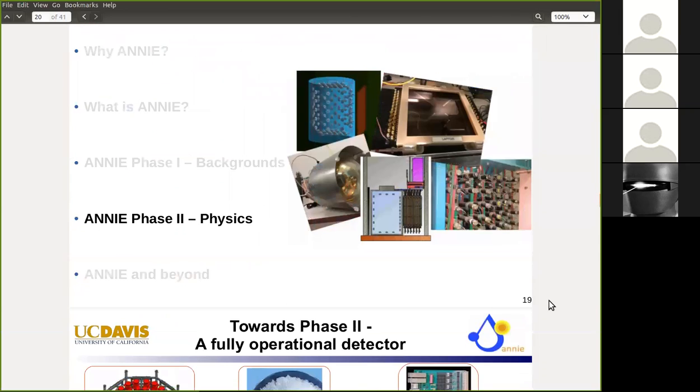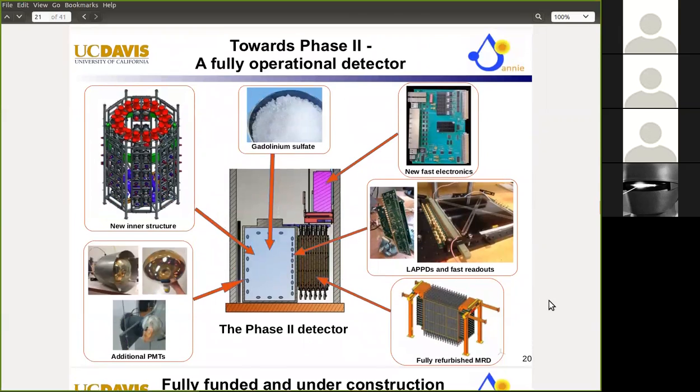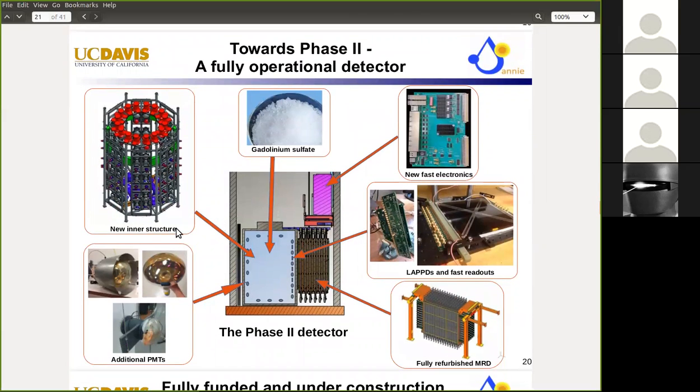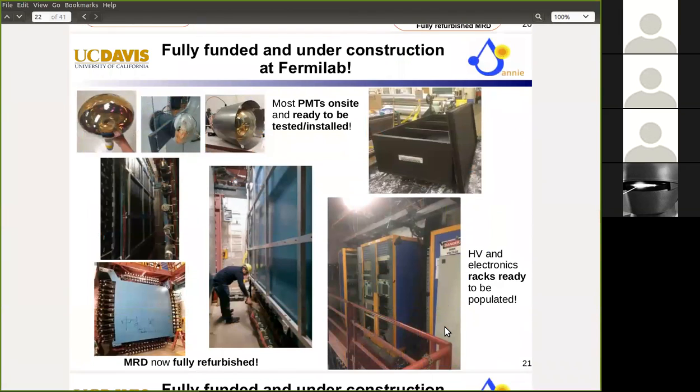And speaking of the physics run, we are moving now towards a fully operational detector for ANNIE during phase 2. So a new inner structure to hold additional photomultiplier tubes. We're going to load gadolinium sulfate in the water. We're going to, of course, deploy LAPPDs and the fast electronics that goes with it to read the signals. And we're looking also at a fully refurbished MRD. So ANNIE phase 2 is now fully funded and under construction at Fermilab.